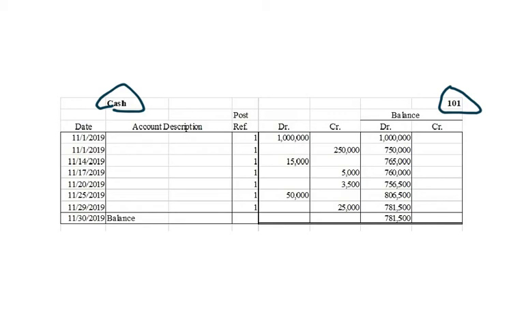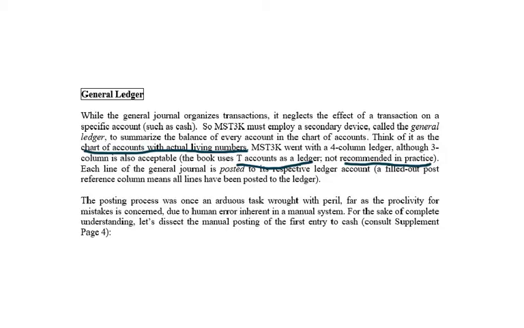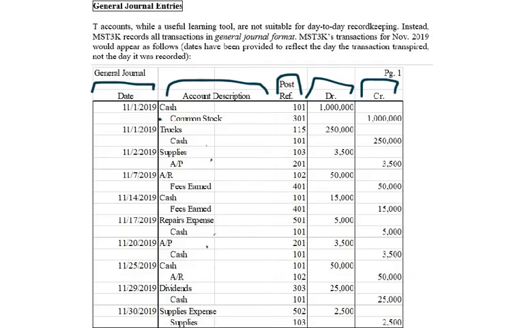Right, so this is the process. Now, in practical terms, how fast is it to post from the general journal to the ledger accounts in question here? The answer is it's pretty much instantaneous in the computerized environment. This is how it would work in that environment.